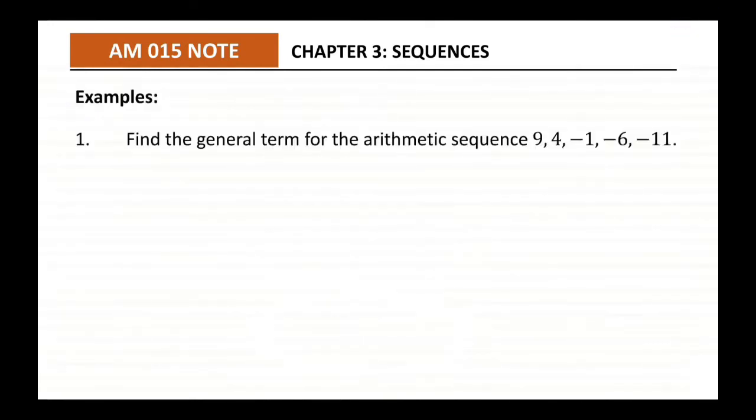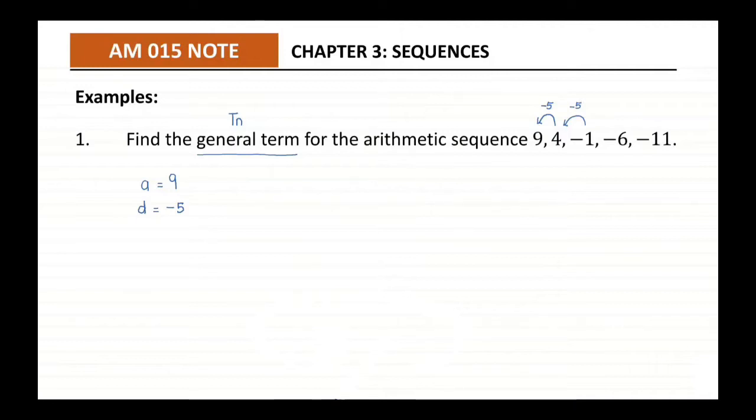We look at the first example. Find the general term, which means we want to find Tn, for the arithmetic sequence 9, 4, -1, -6 and -11. From this sequence, we know that our first term a is 9. And from the sequence, we can find d = 4 - 9 = -5. 4 minus 9, we get -5. -1 minus 4, we also get -5. So we use a = 9 and d = -5.